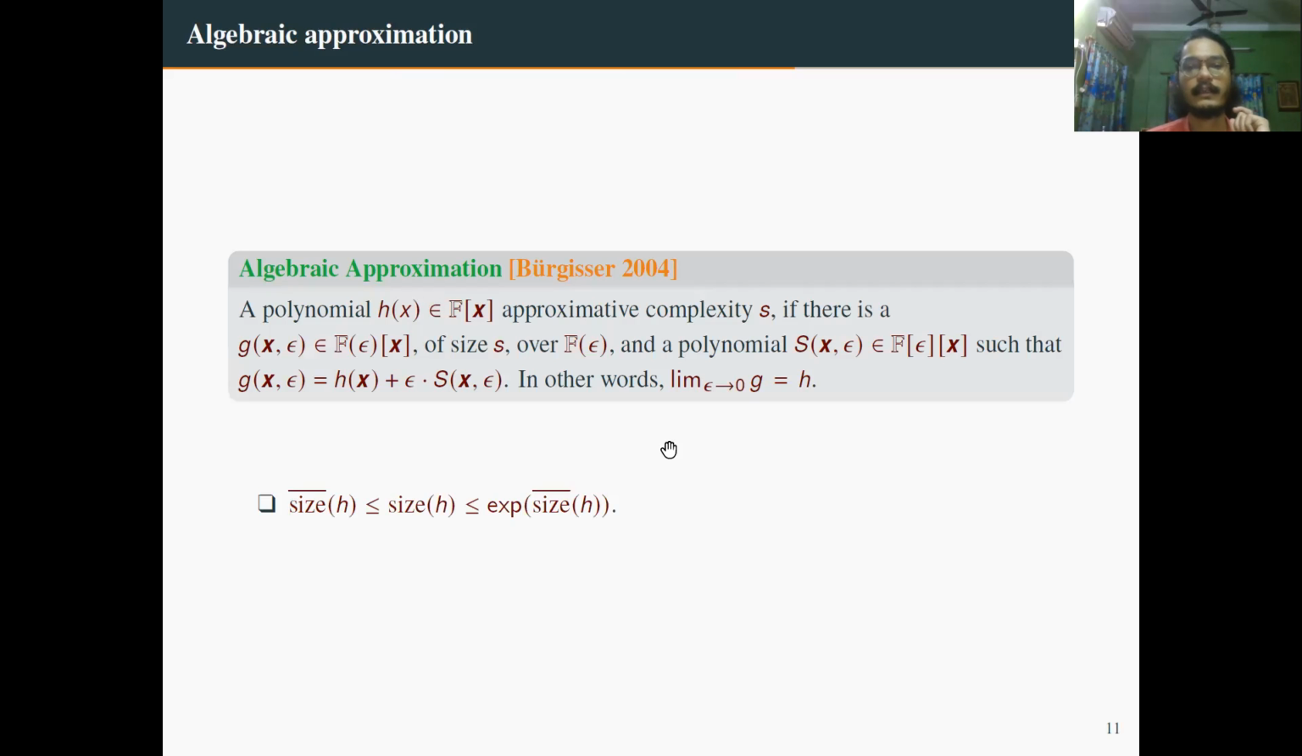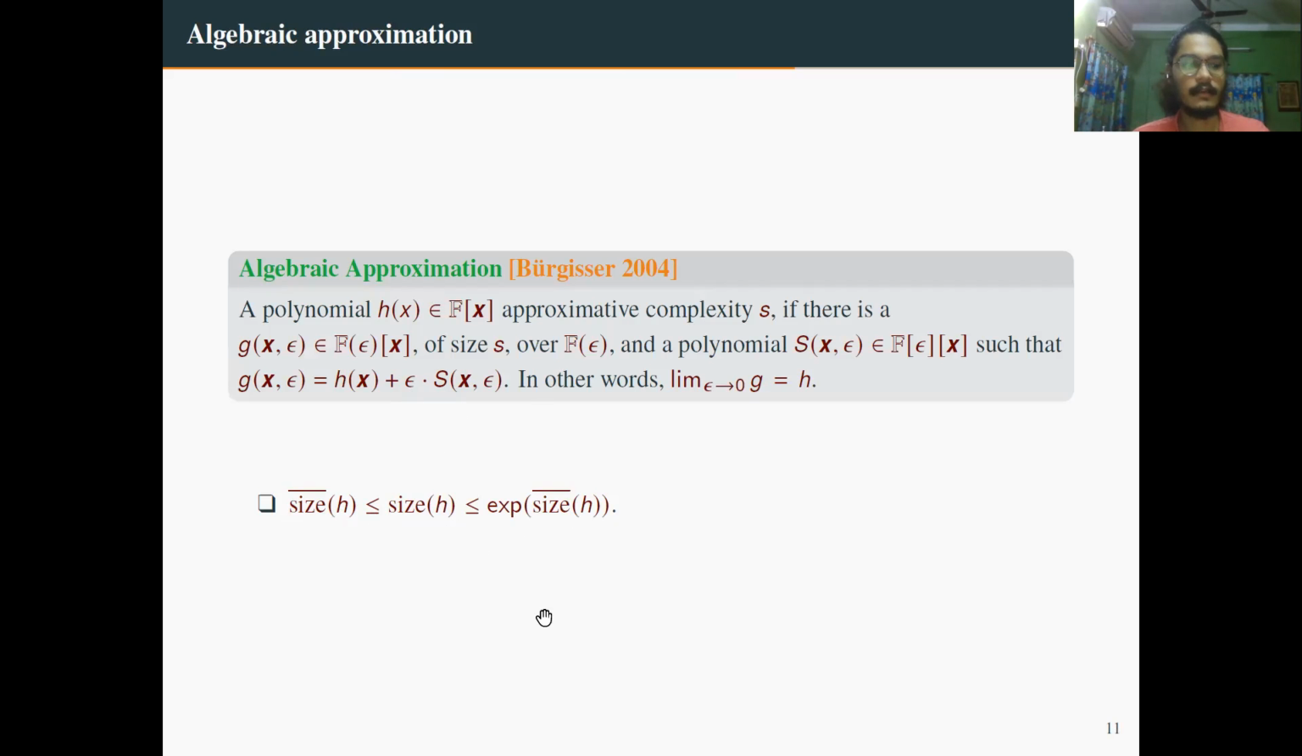Now it is known that size and size bar, or the approximative size of h, have this relation: the approximative size of h is upper bounded by the size, and the size is upper bounded by exponential in the approximative size. This is because the epsilon degree can actually be exponential. You can show that this can be exponential. And in general, nothing better than this is known.